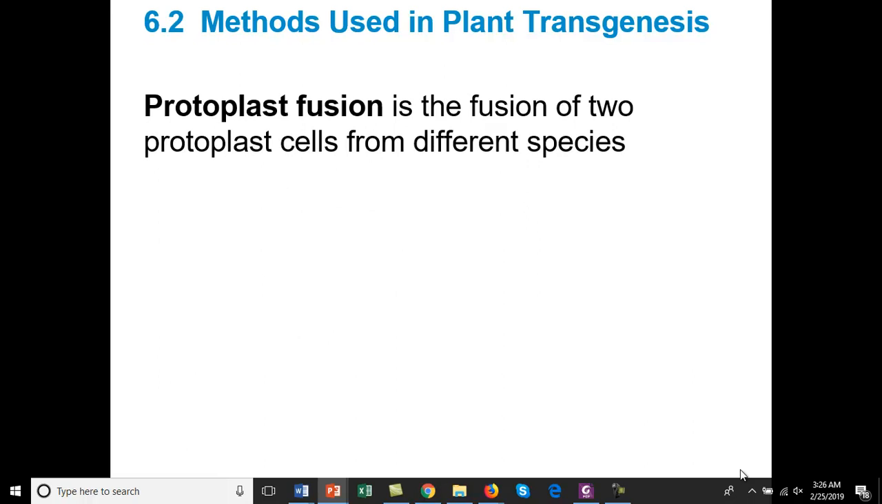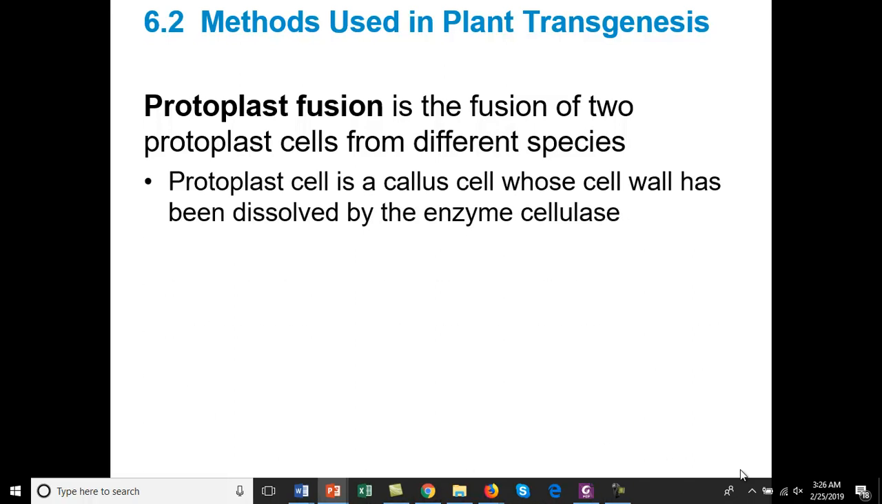Okay, so let's go back to protoplast fusion. Take a look at this. A protoplast cell is actually a callus cell, and a callus is a cell that has had its cell wall dissolved by the enzyme cellulase. Cellulase just breaks down cellulose, which is in the plant cell wall. A callus cell is usually grown in the presence of hormones. It's a type of plant cell that is dedifferentiated. A lot of times it's not even green. It doesn't really have that much chlorophyll in it. In the presence of hormones, it grows very, very quickly, and the cells are crumbly. We call that friable. When they're friable, they're easier to work with in the laboratory.